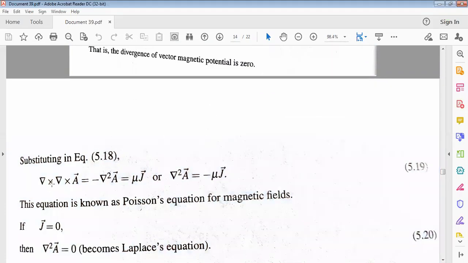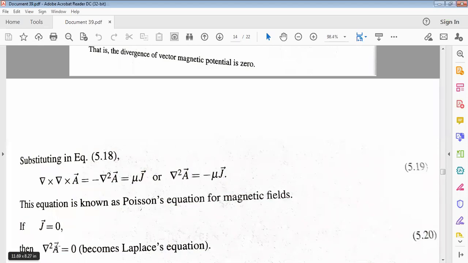Now del cross del cross A equal to minus del square A. This is the resultant expression, equal to mu J, or simply del square A equal to minus mu J. This is known as Poisson's equation for magnetic fields. Remember that. Actually, del square V equal to minus rho V by epsilon is the Poisson equation for electric fields, whereas for magnetic fields it is del square A equal to minus mu into J.